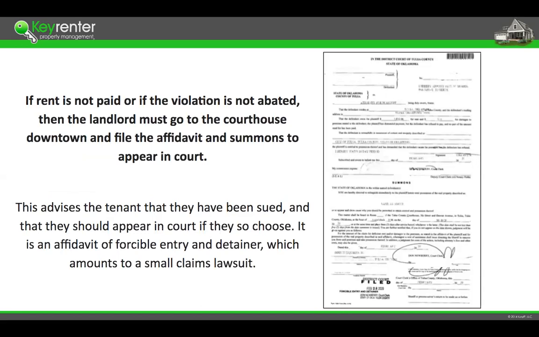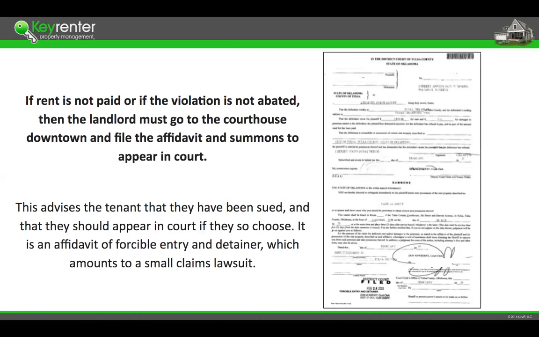So this piece of paper is 2 things. Technically, it's an affidavit showing that you've done what's necessary from your side as a landlord for them to pay and request payment, or request that they abate the breach.